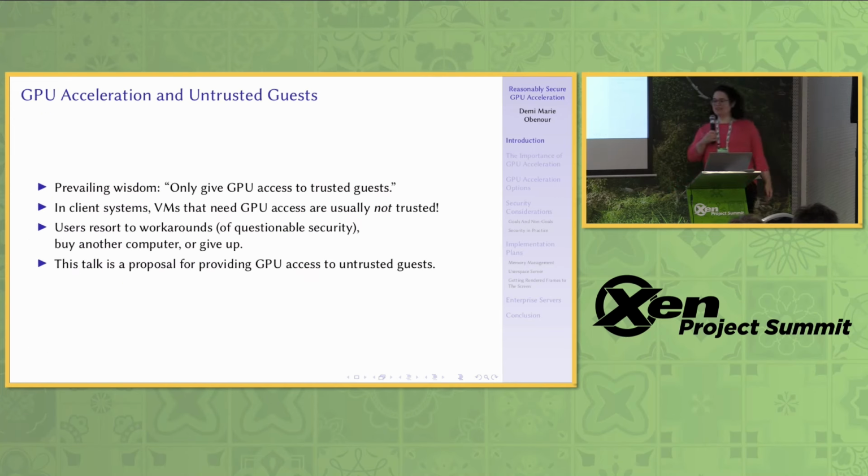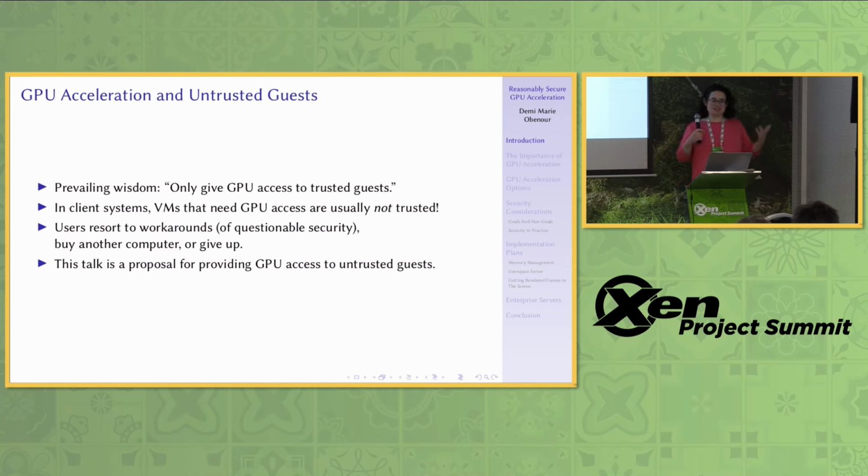GPU acceleration and untrusted guests: the elephant in the room, so to speak, of virtual graphics. The prevailing wisdom is to only give GPU access to trusted guests. But in client systems, the VMs that need GPU access are usually not trusted. They could be a VM you're doing video editing in, on a video that you're collaborating on with someone else, and someone else might have accidentally gotten that video compromised with an exploit. Or it might be a VM you're playing untrusted video games in.